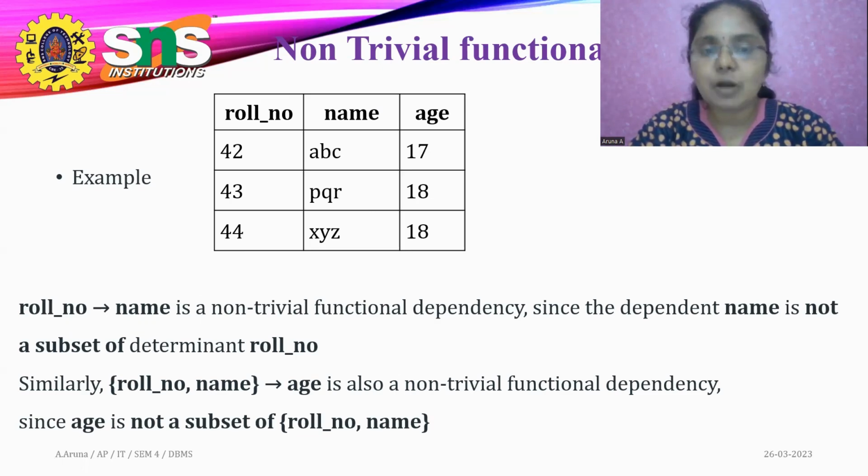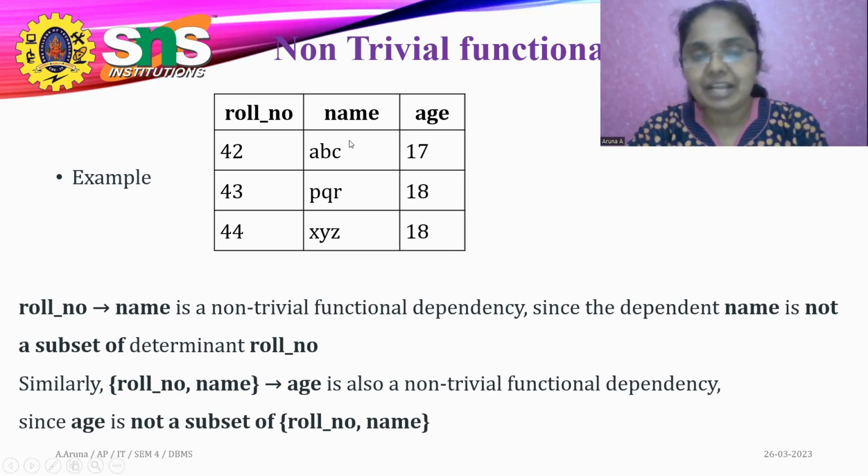Here the Y value is not a subset of X. Only after verifying with the table can we say this is a valid functional dependency. These are the things that come under the non-trivial functional dependency.